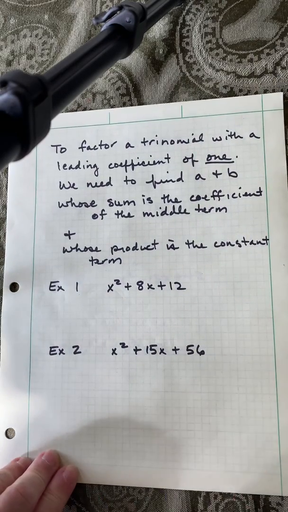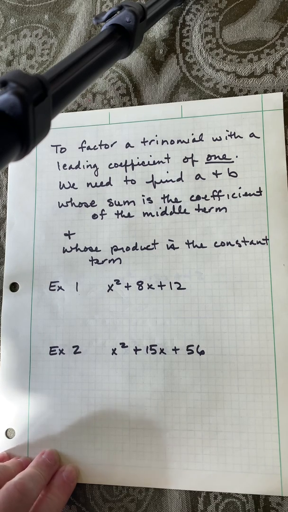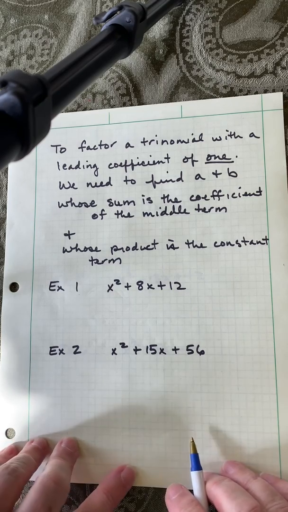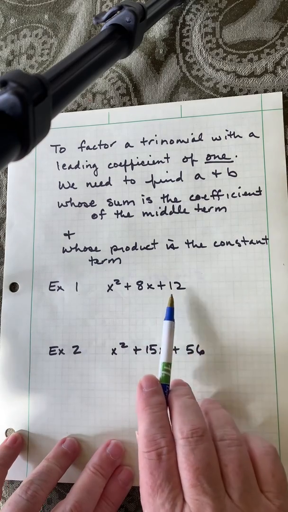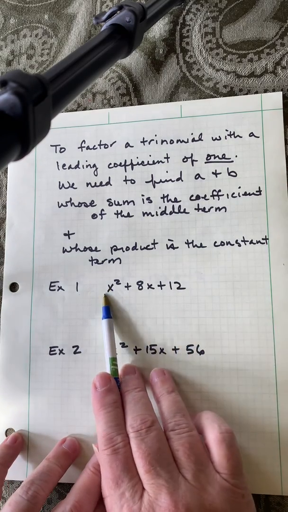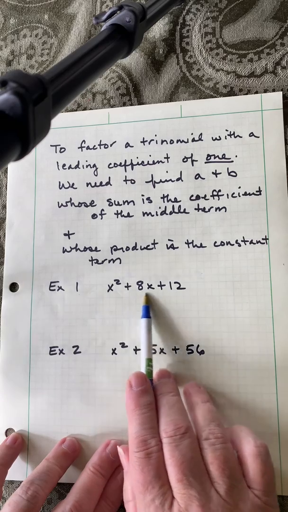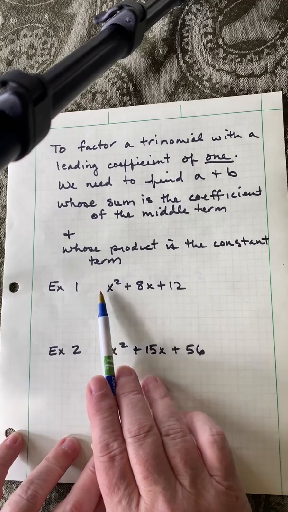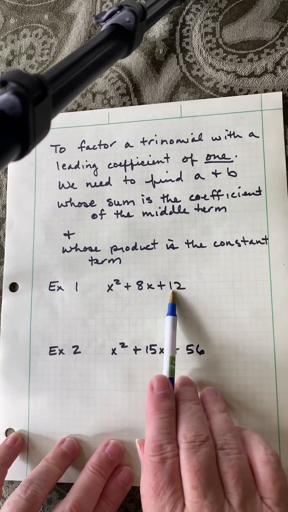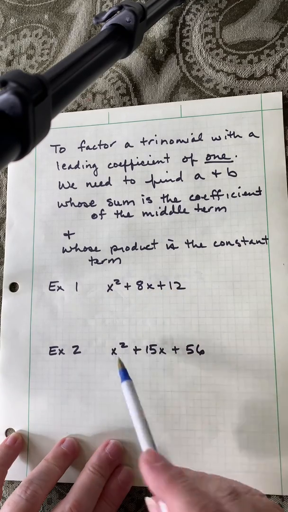So to factor a trinomial with a leading coefficient of 1, we need to find a and b, whose sum is the coefficient of the middle term and whose product is the constant term. All right, so let's take a look at this. And I'm going to do this example 1 the longest way possible. I got a leading coefficient of 1. It's in standard form, you know, a 2, a 1, and a 0 back there. So I need factors of 12 that will give me an 8.